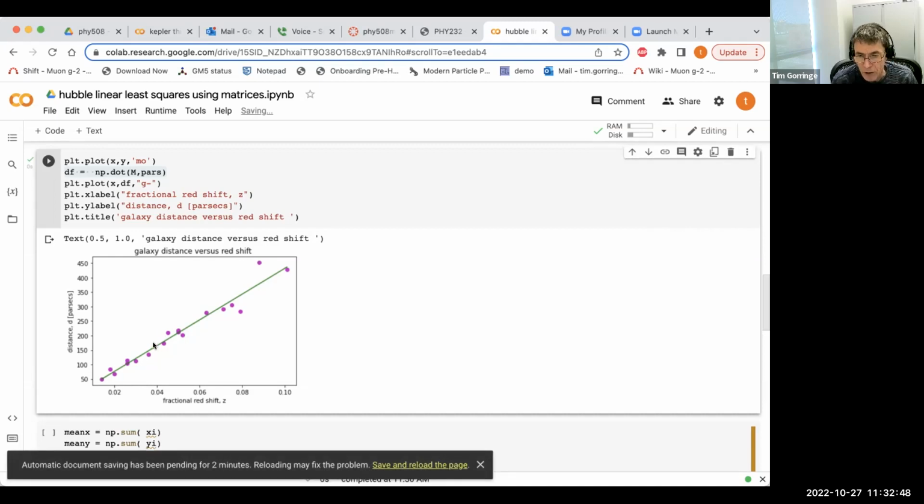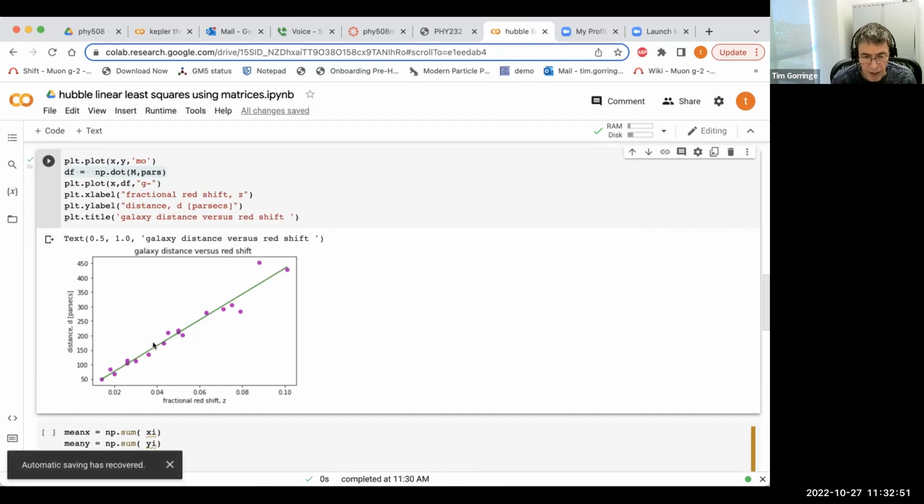Anyway, I wanted to show you how to implement that vector matrix formalism or algorithm for doing a linear least squares fit, calculating the slope, calculating the intercept, calculating the uncertainties in those parameters. With this example, that is perhaps the most famous case of a straight line fit that showed the expansion of the universe and allows you to determine the age of the universe.